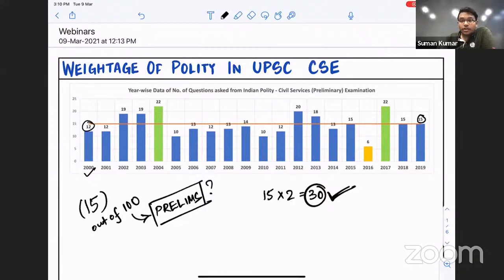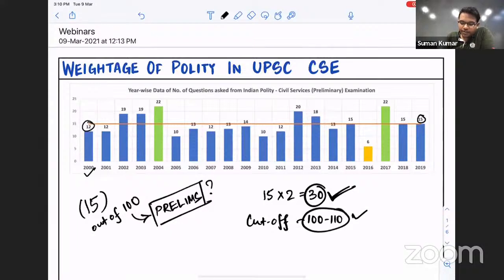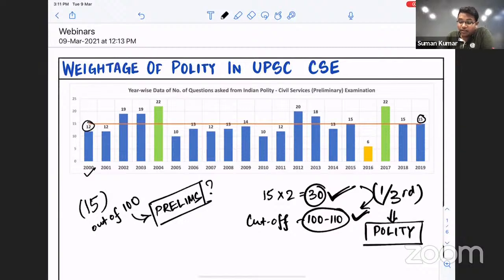And as all of you know, the basic cutoff for prelims goes around 100 to 110. If you consider the cutoff in this range, almost one third of the cutoff can be obtained just by being accurate in polity. And one third is more than enough for you to get a significant edge over other participants. So the target is to sure-shot get this 30 marks that you can score from polity. Is the same story repeated in mains as well?